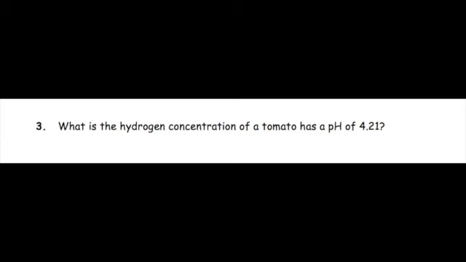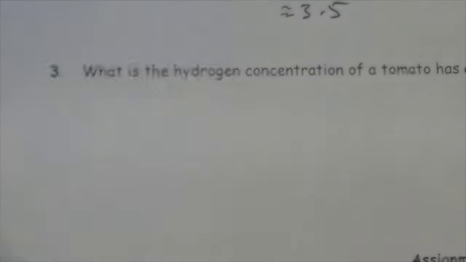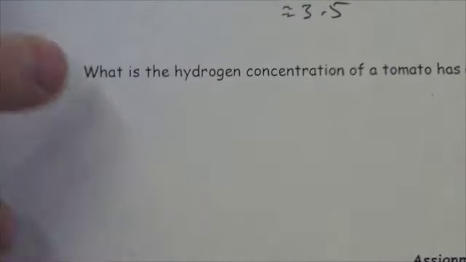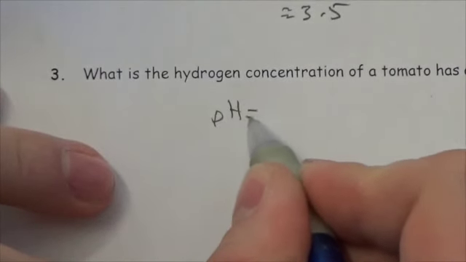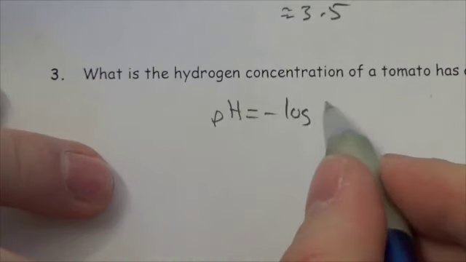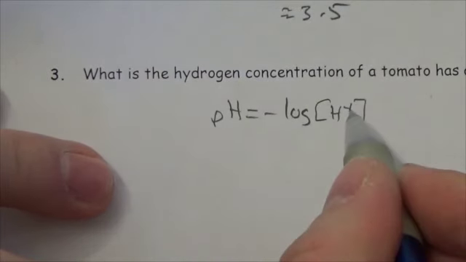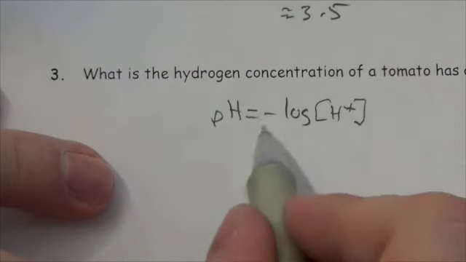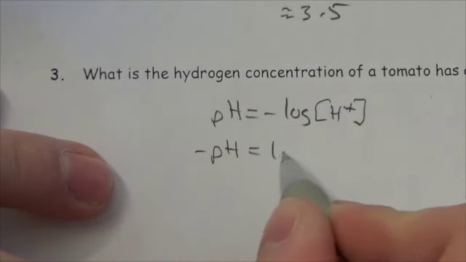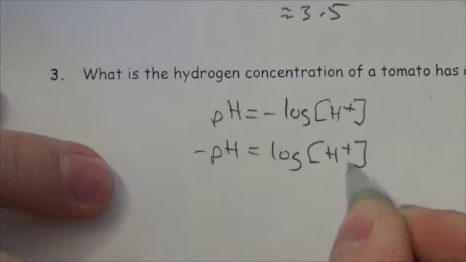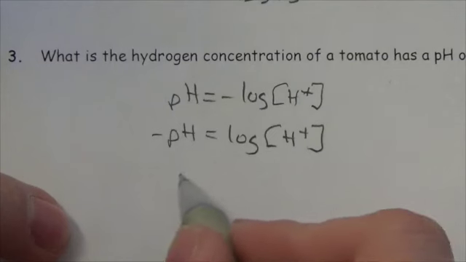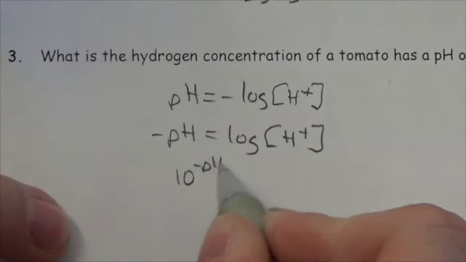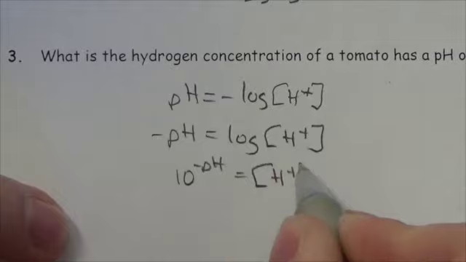What is the hydrogen ion concentration of a tomato which has a pH of 4.21? So in this question we're doing the reverse of what we were doing in the previous question. This time we're looking for the hydrogen ion concentration. So we've got the pH. That's negative log of the hydrogen ion concentration. I'm looking for the hydrogen ion concentration right now, so I'm going to move the negative over, so negative pH. And then I'm going to convert this to exponential form. It's a common log, so the base here is going to be 10. So this will become 10 to the negative pH is equal to the hydrogen ion concentration.